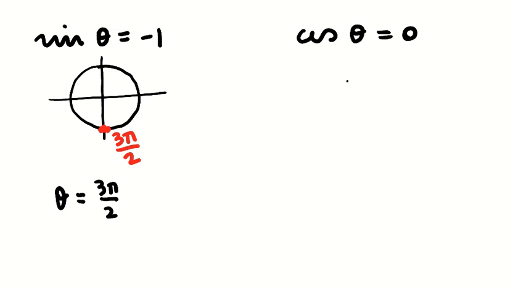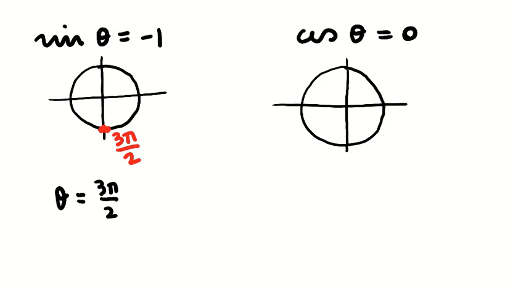Then if I were to draw a little unit circle and try to find where cosine is 0, cosine is the x-coordinate, right? So where the x-coordinate is 0, that's this. I go up there, and I've found one, and I go down here, and I've found another one. That's theta equals pi over 2, and that's theta equals 3 pi over 2.